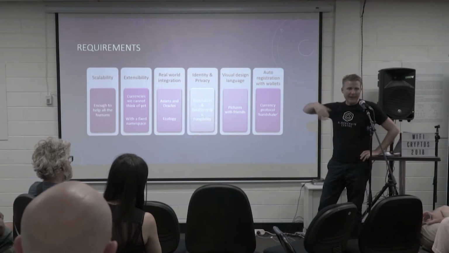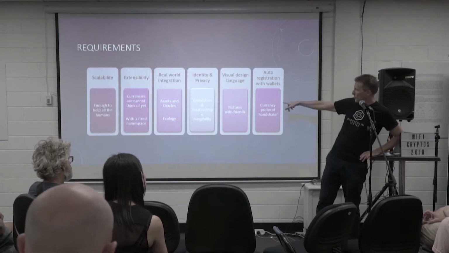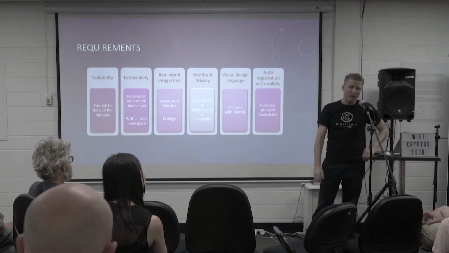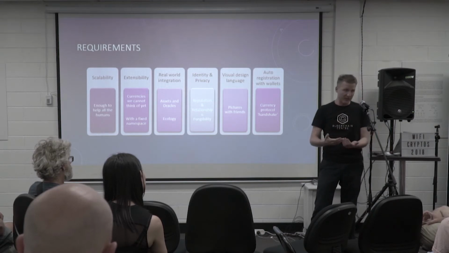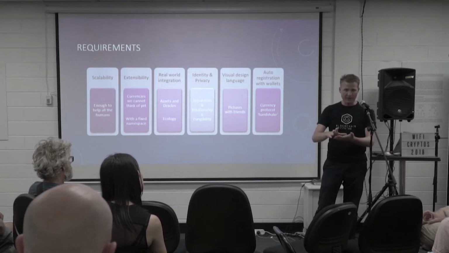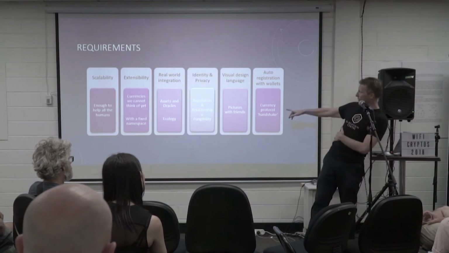And we have a visual design language that is simple for people to understand. So as we design this, we also need to build interfaces that people can interact with in countries where they may have low literacy rates. So I've simplified that and just said pictures with friends. I want to be able to send a smiley face to someone and that be their reputation currency. But of course, if I call it smiley, it needs to be a unique type of smiley. And the next part there is auto-registration with wallets.